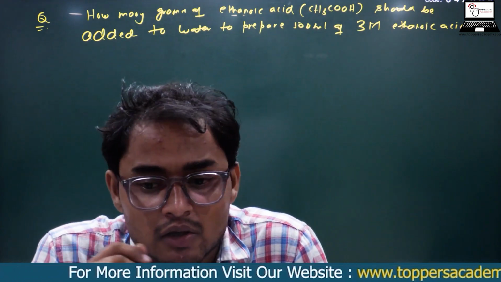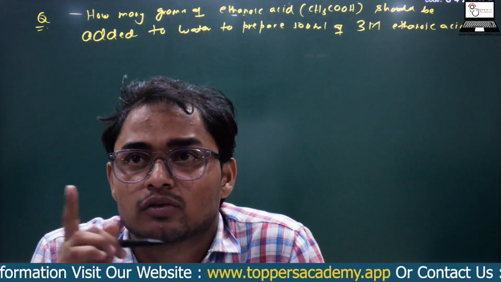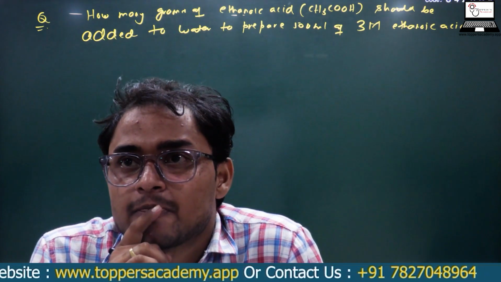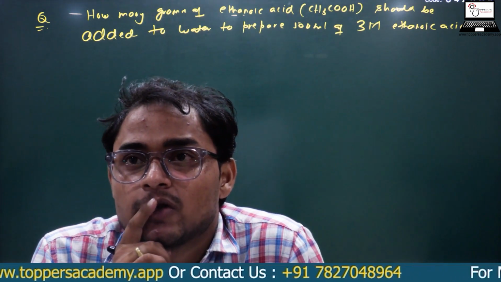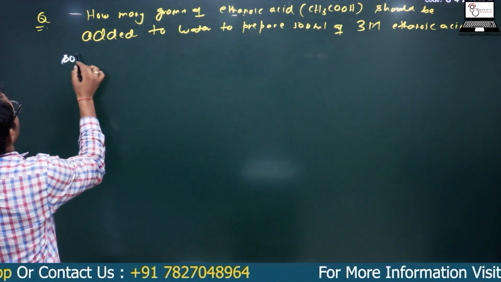obviously it is given about the solute, right? So the solute is ethanoic acid here, that is CH3COOH, right? CH3COOH is the solute here. Now see the solution.